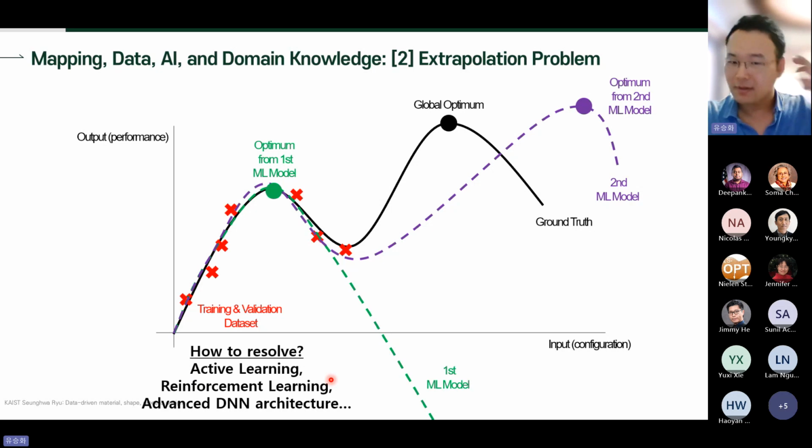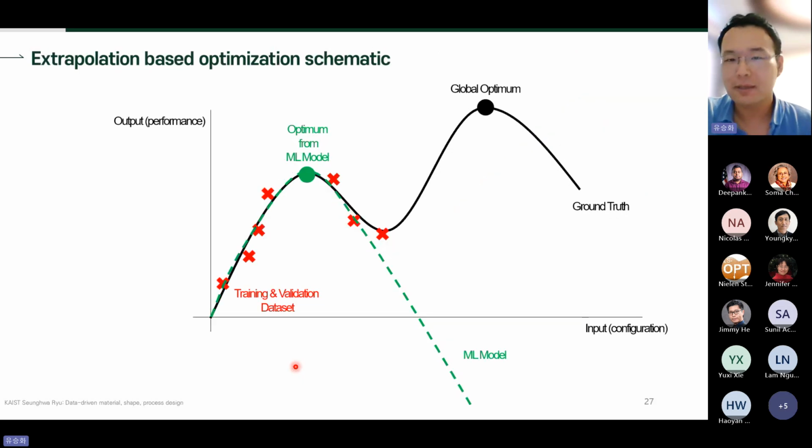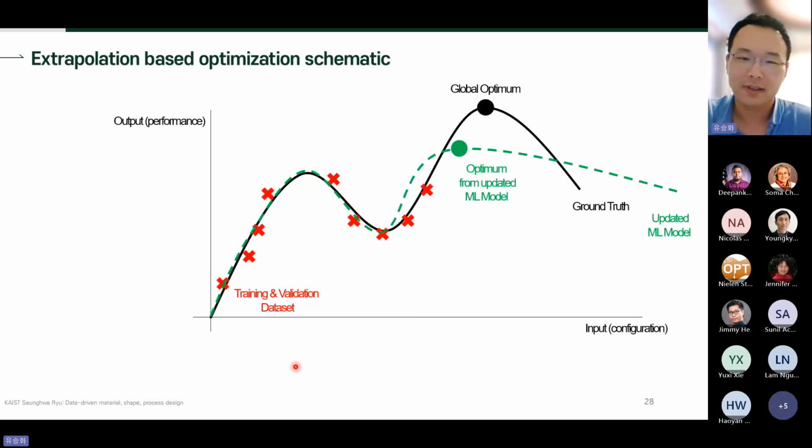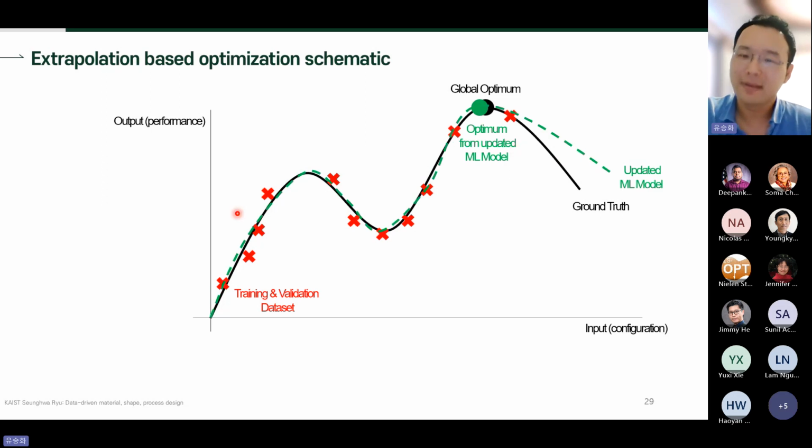Because of the limitation of time, I am not going to get into the details of those methods. Please refer to my paper. But if I give you some schematics, whether it's active learning or reinforcement learning, it's about having some direction toward the optimum and adding more data as we travel toward the optimum, optimizing and updating the machine learning model together. That's what you need for the extrapolation problem.